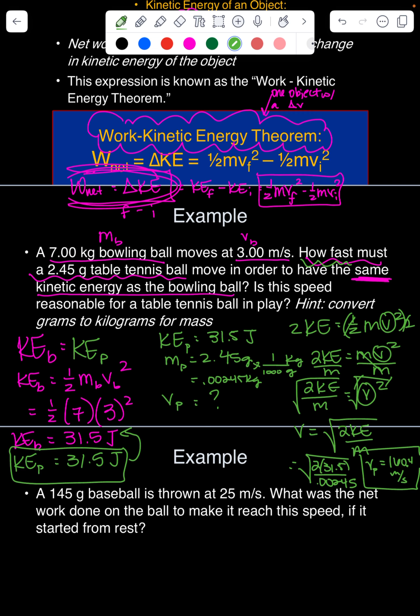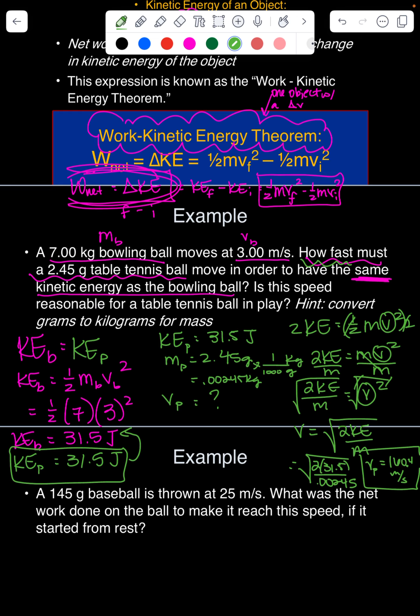So think about how fast that is. That is super, super fast. All right, so that's almost as fast as the speed of sound. Okay, so the speed of sound is about 220. We'll talk about that later. You don't have to worry about that.